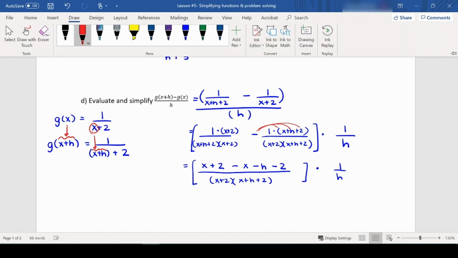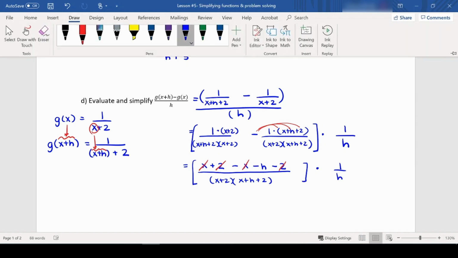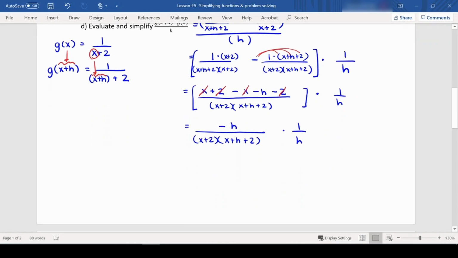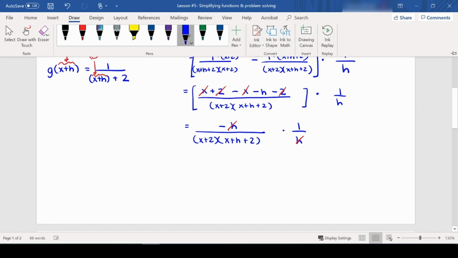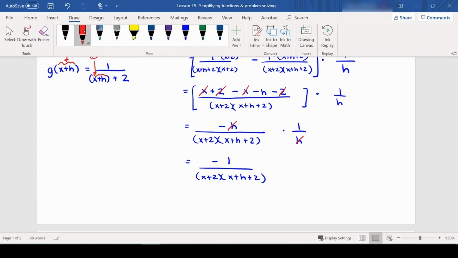Now I can simplify my numerator. 2 minus 2 goes away. x minus x goes away. And I end up with negative h over x plus 2, x plus h plus 2, times 1 over h. Now the h that's isolated on the top can simplify with the h from the bottom. This would leave us with negative 1 on the top and x plus 2 times x plus h plus 2 on the bottom. Okay, this would be our final answer.